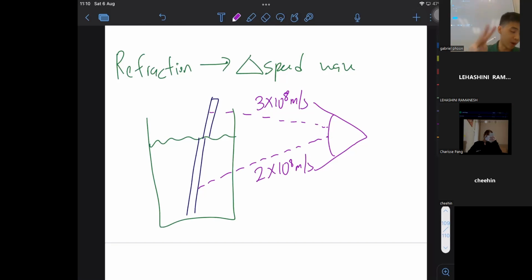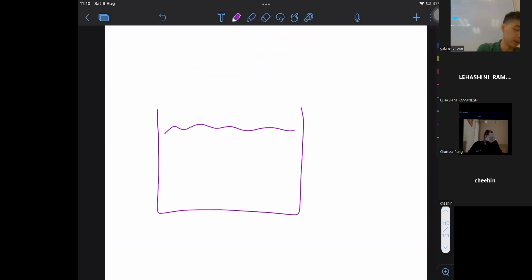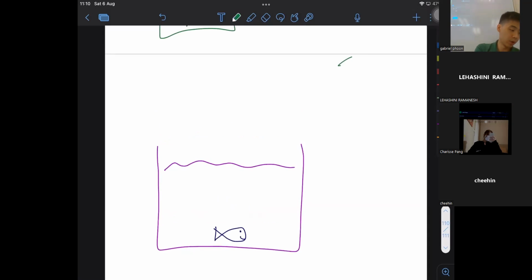A very, very common example in your IGCSEs is they'll give you something like this. They'll say this right now is a pond of water, and there is a very ugly fish here. Maybe something like this. If there's a fish here and your eye position is somewhere around here, they ask you to locate the image of the fish.